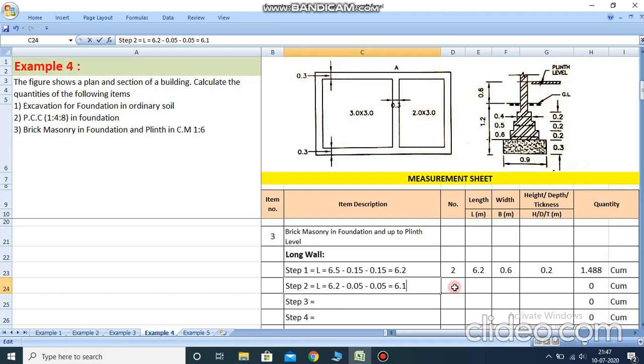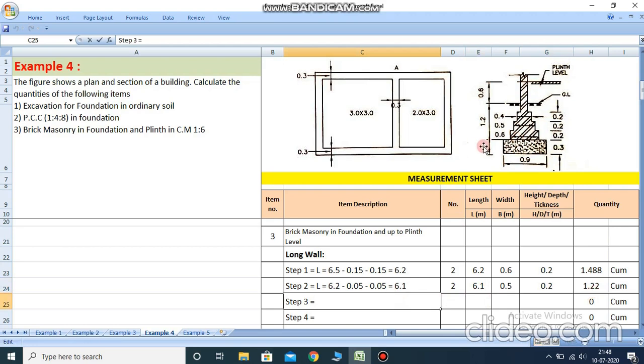Clear? So here for step 2, the same number of walls, 2 walls, 1 and 2, so write here 2. Then the total length we calculated is 6.1. Then the width of the wall for step 2 is 0.5 meter, so write here 0.5, and the thickness of this wall is 0.2, so write here 0.2. Now the total quantity is 1.22 cubic meter.